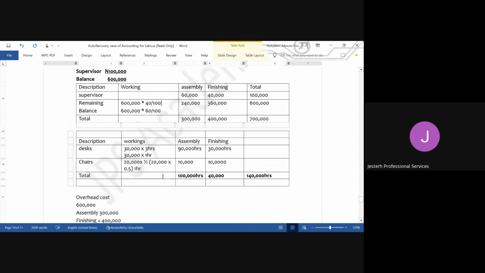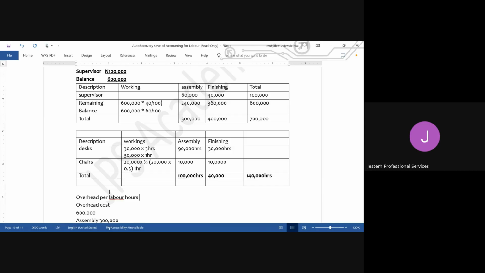Now, we have split these hours into two based on the department. The first one that we did, we split based on the products, but this third question is based on the department. So what is now remaining for us is to get our overhead per labor hours.